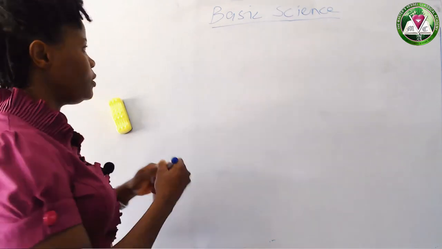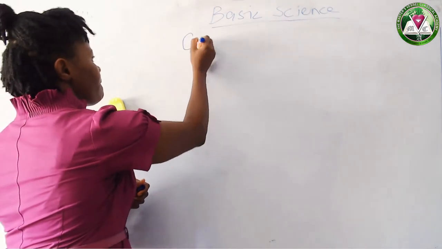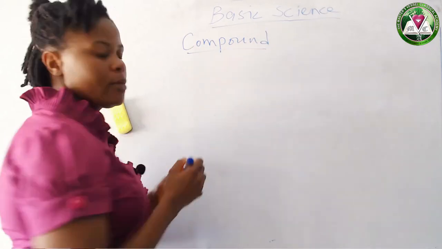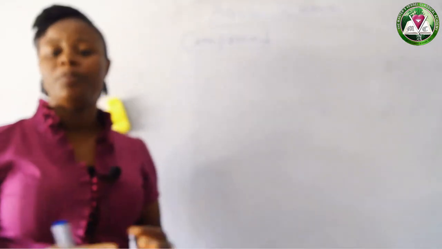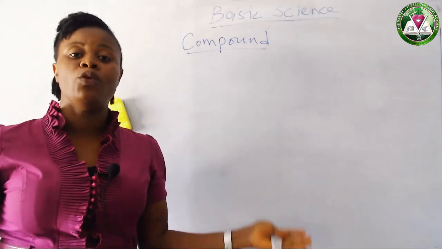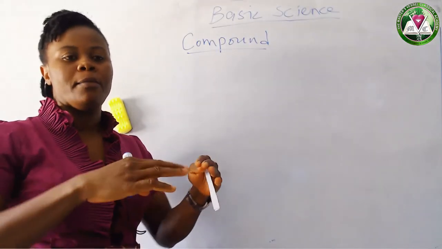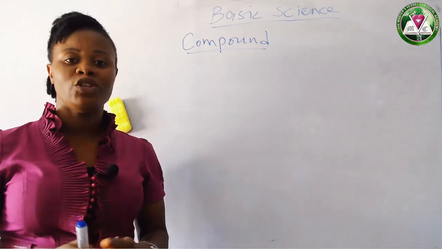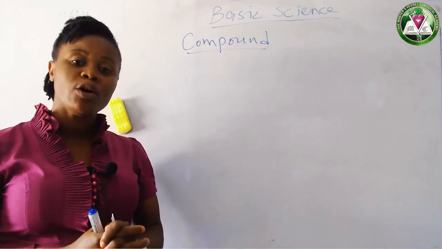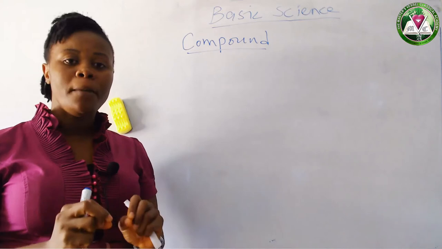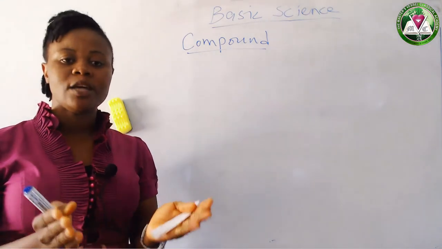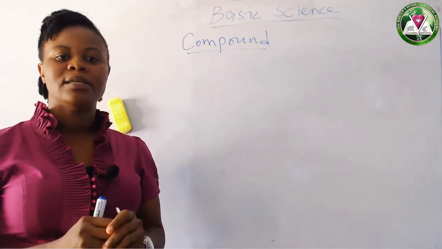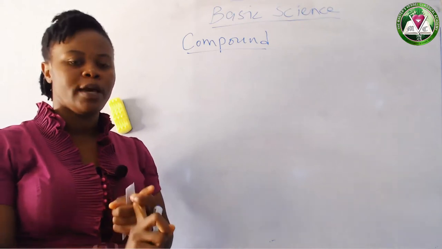Let me write it on the board. Now, I know if I ask some people to define a compound, some may say it's a place where we live, where we stay, where we have our house. Some may give different definition, but that will be wrong if we define a chemical compound that way. A chemical compound, I repeat, is a substance that is made of two or more elements that are chemically combined together.